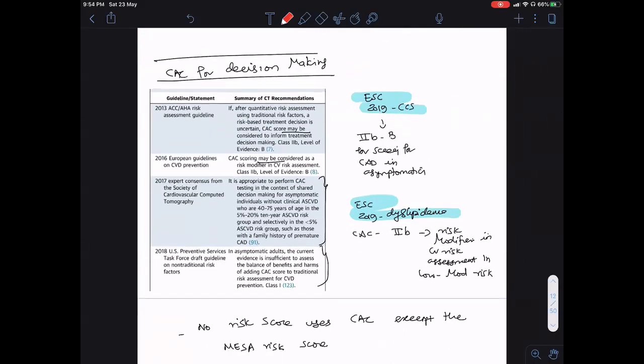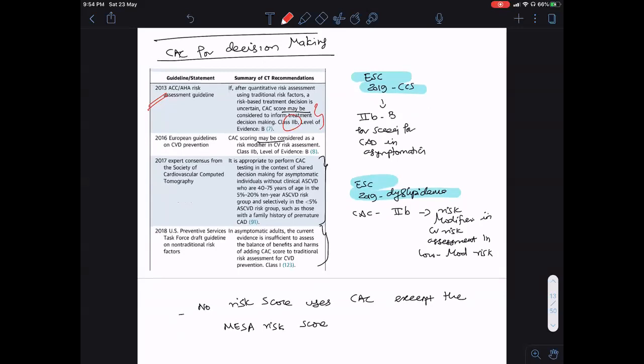So how do the trials have any say when it comes to coronary artery calcium for decision making? Even in 2013, the guidelines were unsure. It was a 2B recommendation, that it may be considered just to inform treatment decision making. Subsequent consensus statements have not given it much value. The only one is the SCCT, the Society of Cardiovascular CT. These guys have given it a reasonably higher recommendation, especially in patients whose ASCVD risk was 5 to 20, as we'll see in the subsequent pages.